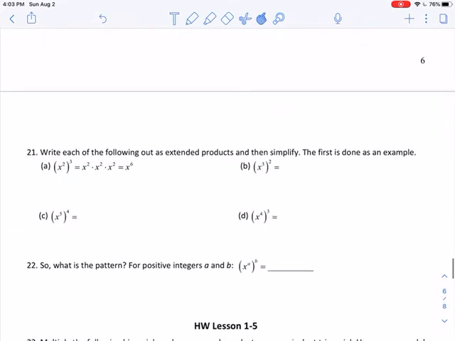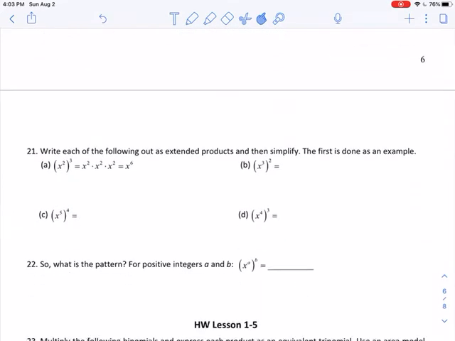We got 2 more problems on the next page. Write each of the following out as extended products and then simplify. So they did the first one first so they could see x squared to the third means you're taking that x squared and you're multiplying it by itself 3 times, which really equals x to the 6th, because when you're multiplying, you add the exponents. So x cubed squared means you're taking x cubed and you're multiplying it by itself twice. Now when you're multiplying, you add the exponents. Get x to the 6th.